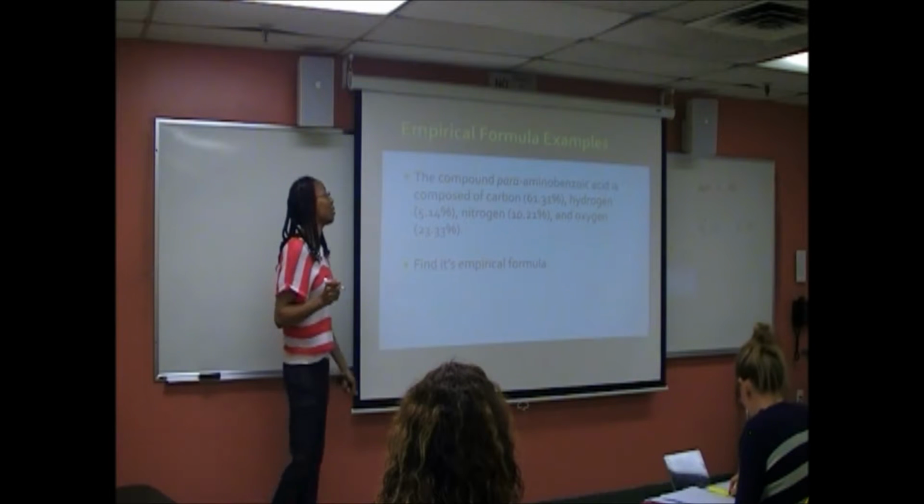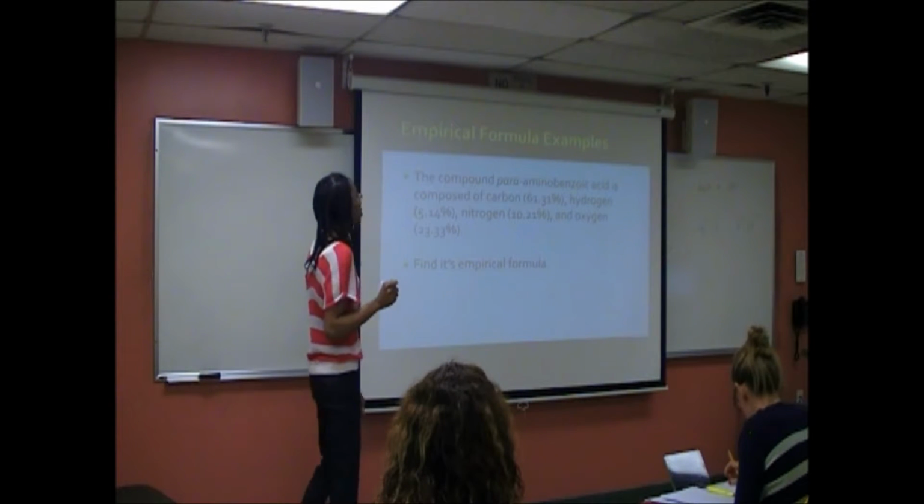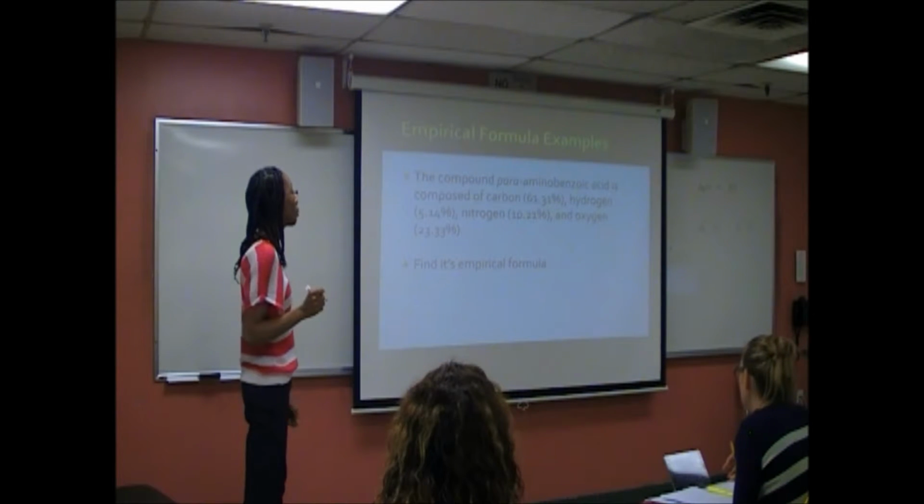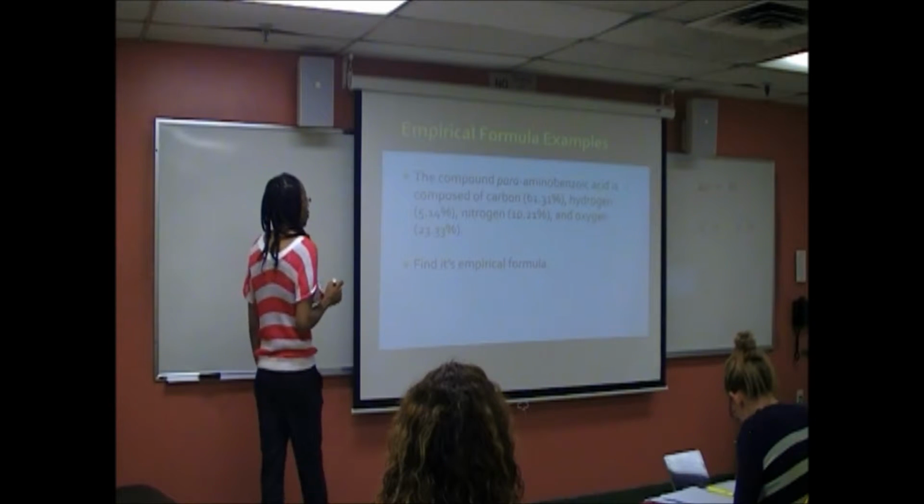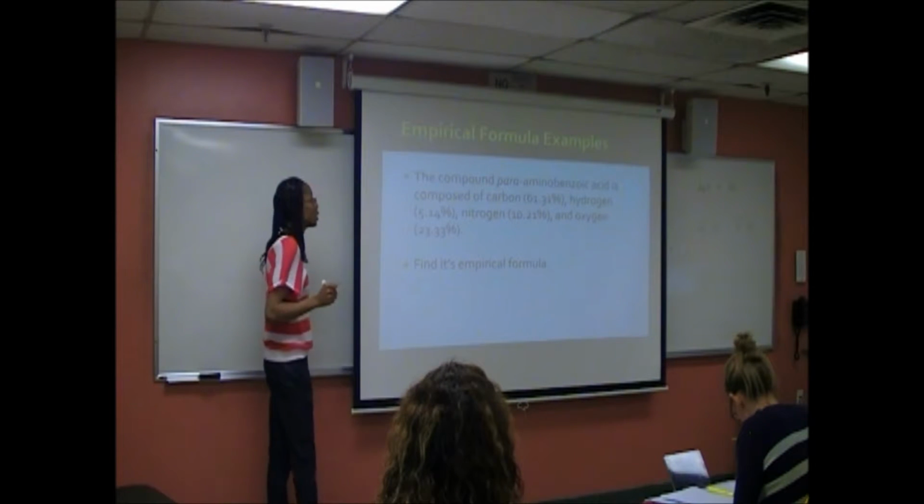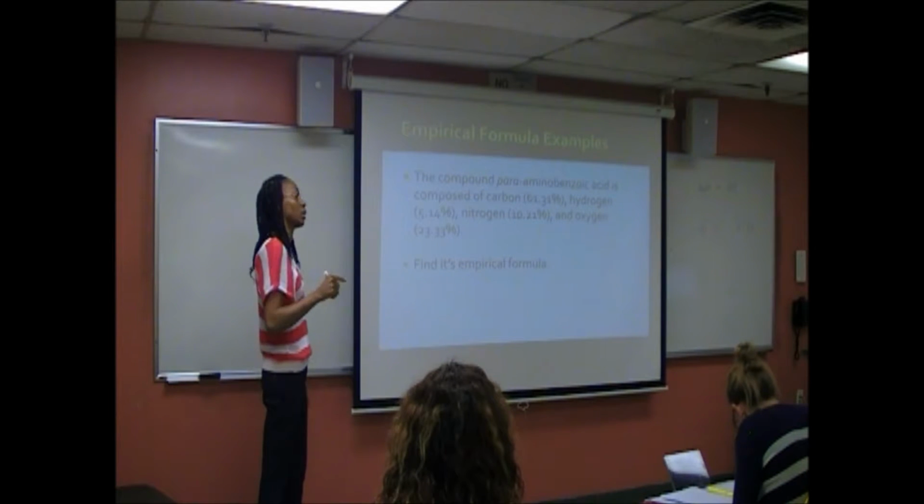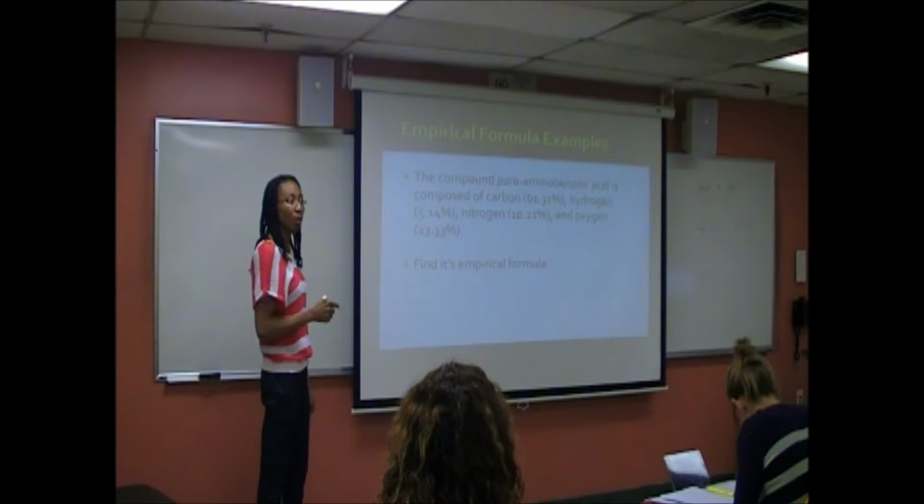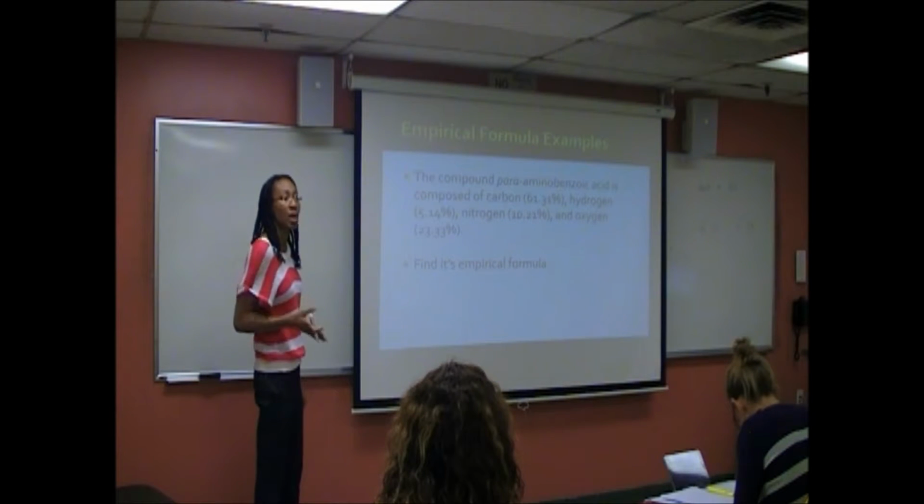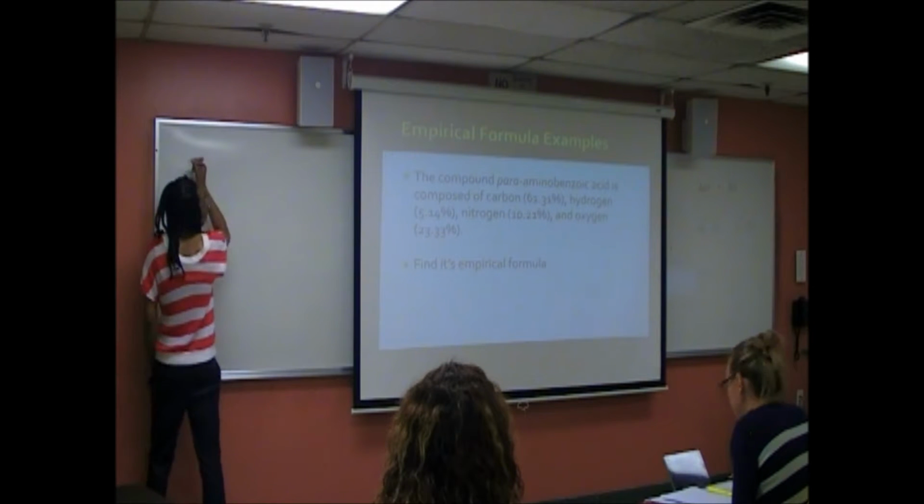The compound para-aminobenzoic acid is composed of carbon 61.31%, hydrogen 5.14%, nitrogen 10.21%, and oxygen 23.33%. Find the empirical formula. What does step 1 tell us to do? Write everything out.